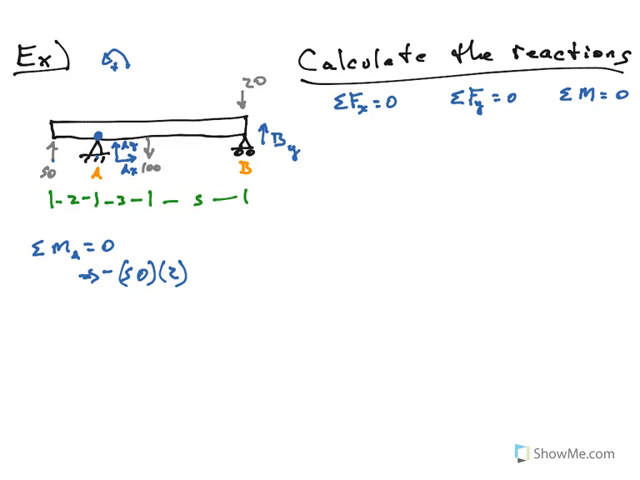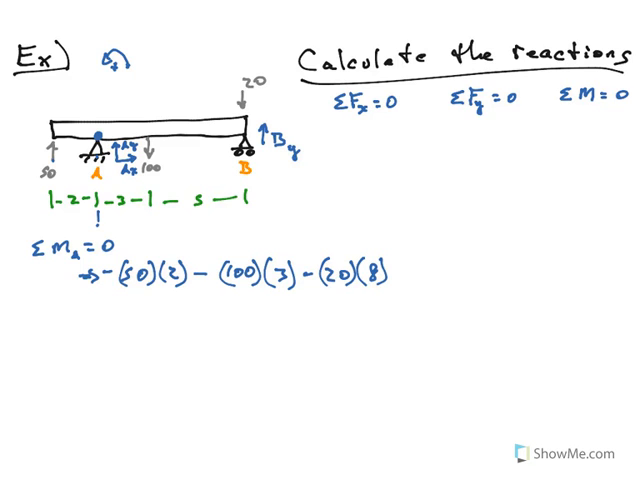The next one I see is the 100. So there's going to be 100 times the perpendicular distance from A to the 100, which is 3 meters. Again, is this positive or negative? If I put my finger at A and I push down at the 100, which way does the board want to rotate? Again, it wants to rotate clockwise, so it's negative. Next, I've got the 20 over there at B. So there's a 20 times the distance from A to the 20, which is 3 plus 5, so the total distance is 8. Is it positive or negative? Well, my finger's at A, I push down at the 20. Again, it wants to go clockwise, so it's also negative.